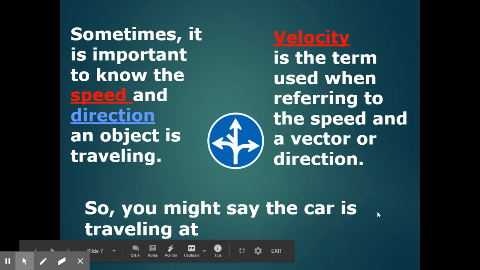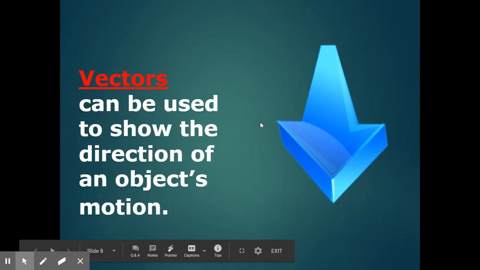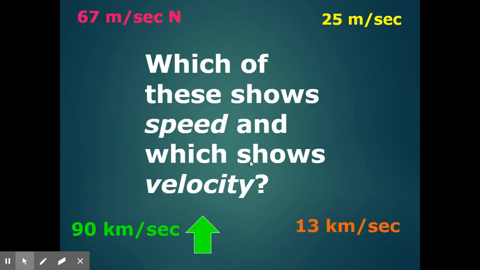So you might say the car is traveling at 50 meters per second north. Vectors can be used to show the direction of an object's motion. Which of these shows speed and which shows velocity?